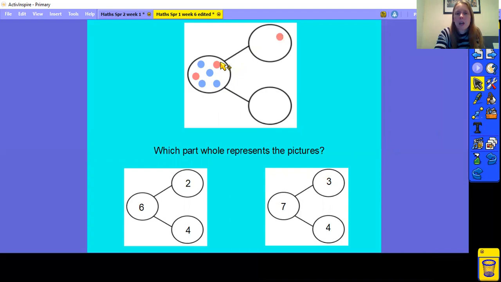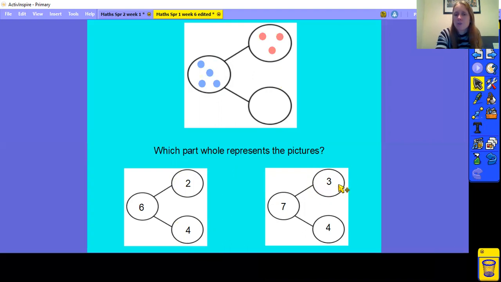1, 2, 3 red spots. Can you see a number 3 on one of the parts? Here. That's not a 3. And that's not a 3. This part whole doesn't have one part that shows 3. Let's have a look at this one.